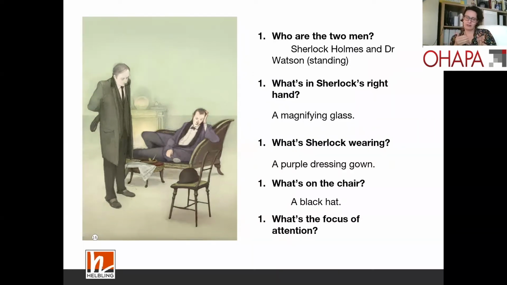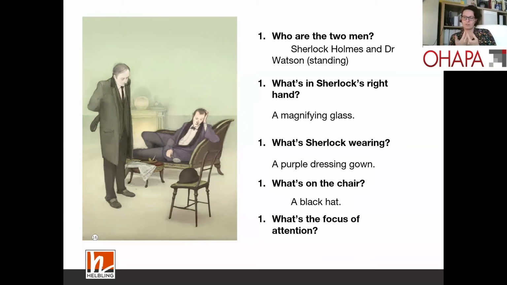First, focus on the illustrations and become familiar with who they are. Seemingly, you only have two guys in a picture, but there's a lot more going on. So who are the two men? You can revise that one of them is Watson and the other is Sherlock. What's in Sherlock's right hand? Now you can revise the new word, a magnifying glass.